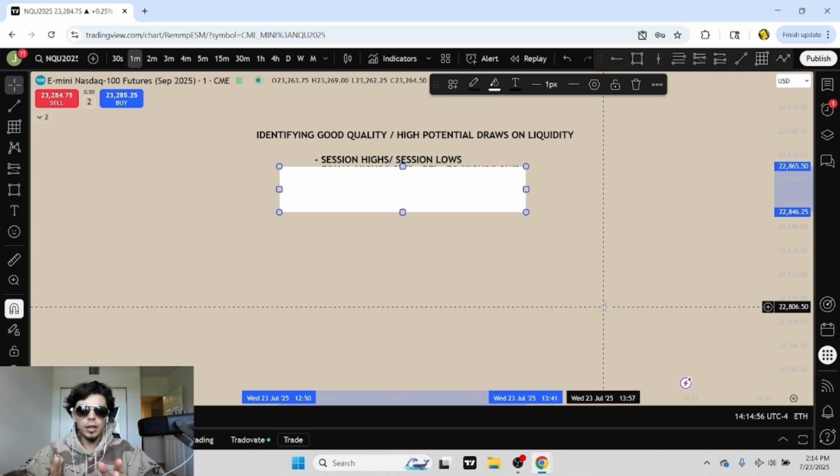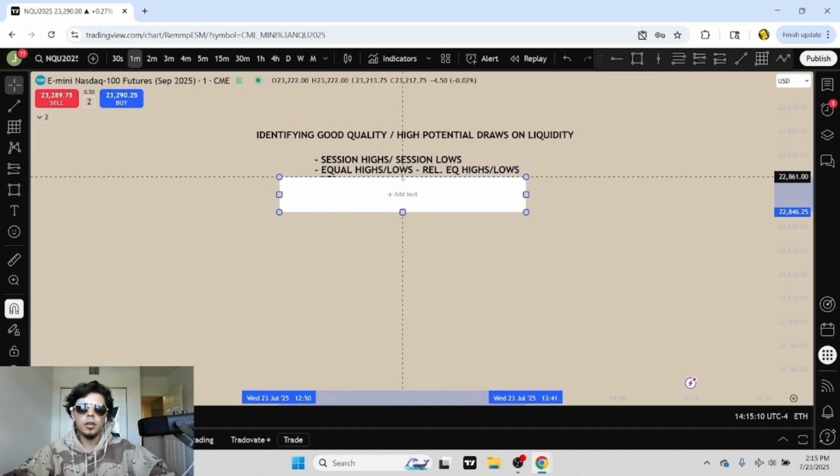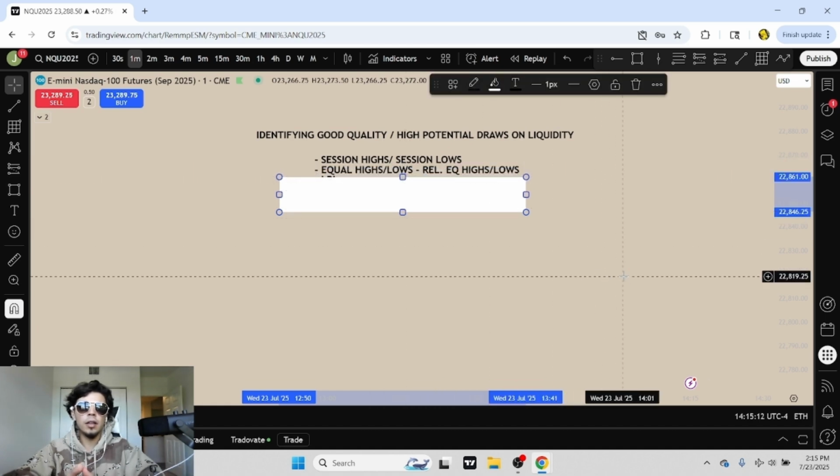And we'll go into each of these 4 things in depth later on in the video. I just want you guys to understand what draws on liquidity you can anticipate the most, right? So number 1 is going to be session highs and session lows. What is number 2 going to be? Number 2 is going to be equal highs and lows, relatively equal highs and lows.